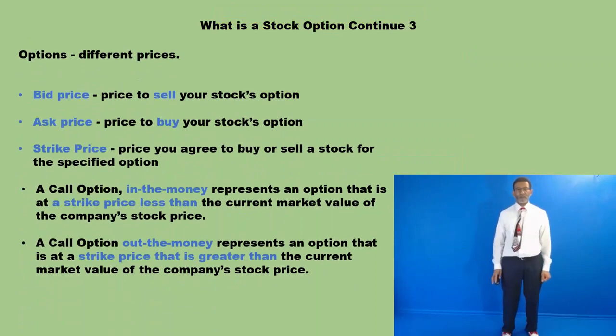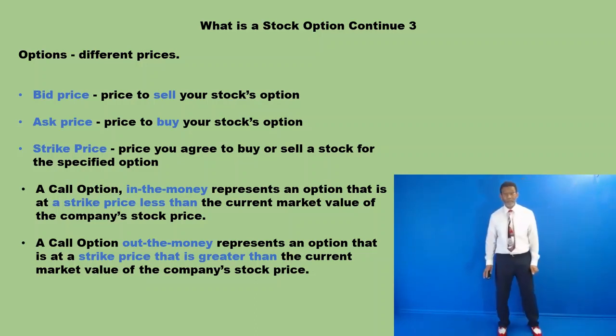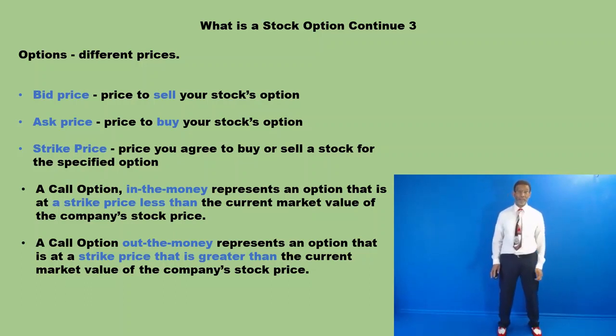Okay, as we continue to talk about options, let's talk about the different prices. You have a bid price, and that's the price to sell your stock's option. You have an ask price, that's the price to buy your stock's option, and you have the strike price. That price is the price you agree to buy or sell a stock for the specified option.